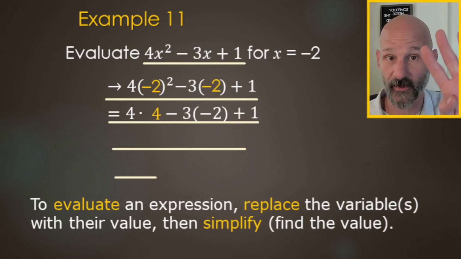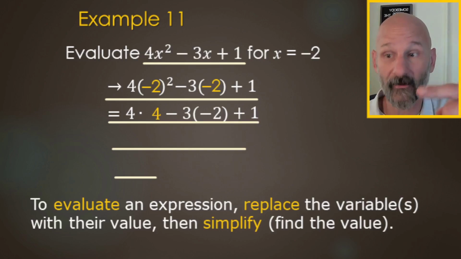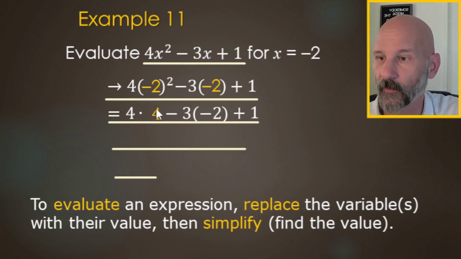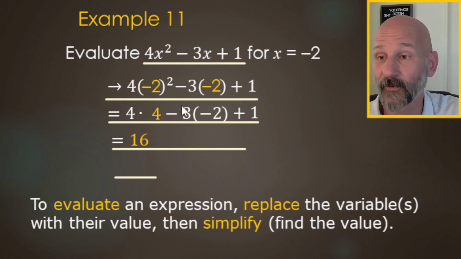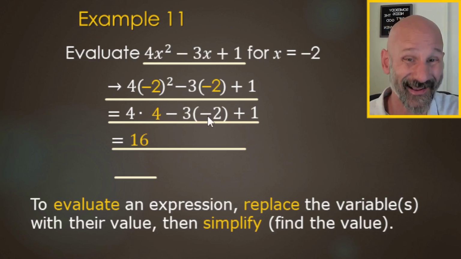So we did exponents. Now we do multiply divide. Okay, so here we have a multiplication. We have a 4 times a 4, so that's going to make a 16. We have another multiplication here from left to right. We have a negative 3. Now remember, this negative, this minus goes with the 3, so we have a negative times a negative, so that's positive.